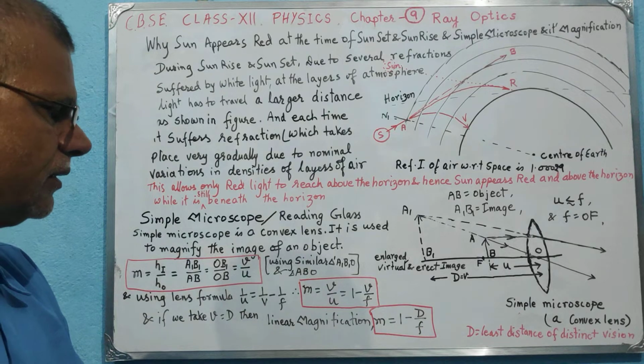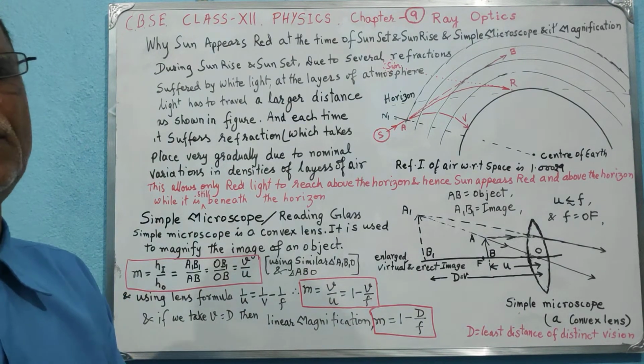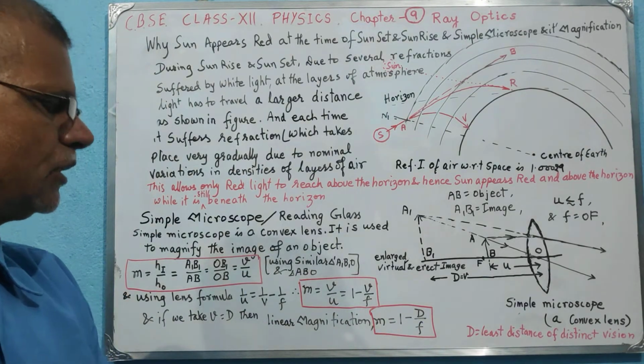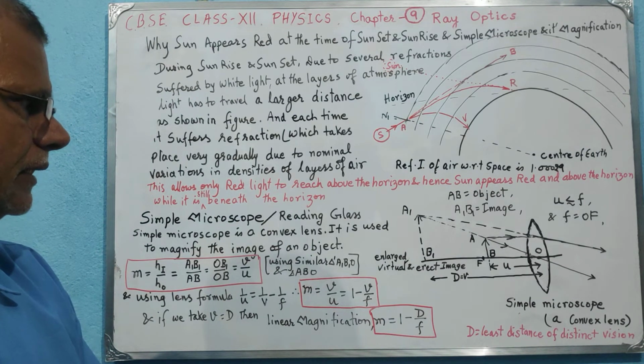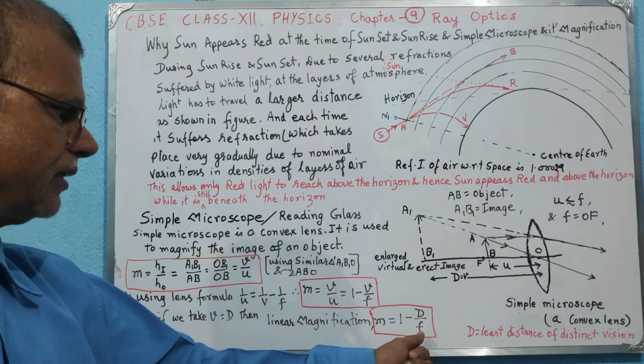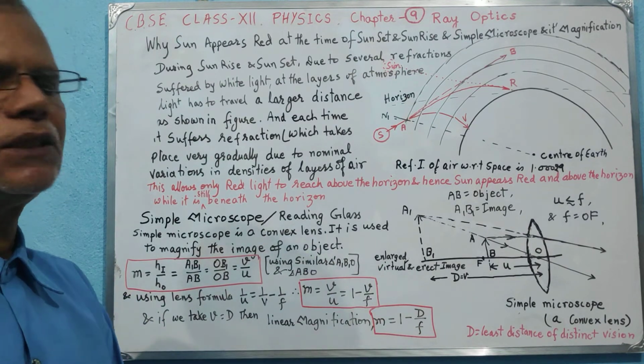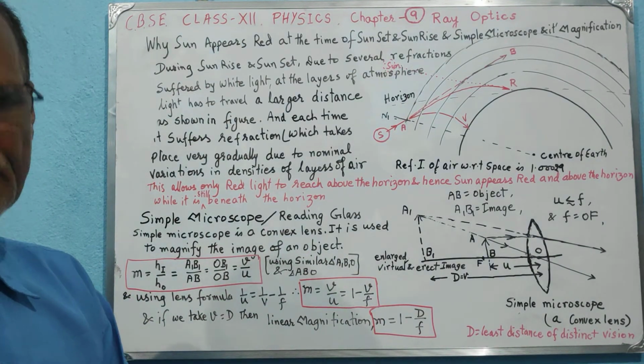For ordinary people the value of D is 25 centimeters. So the smaller the focal length, the greater will be the magnification. That's all for today.